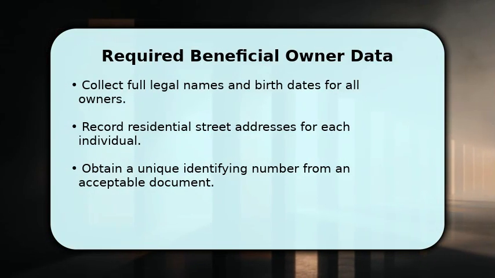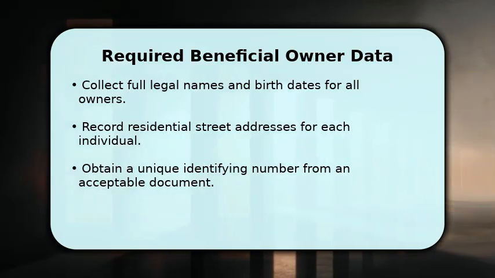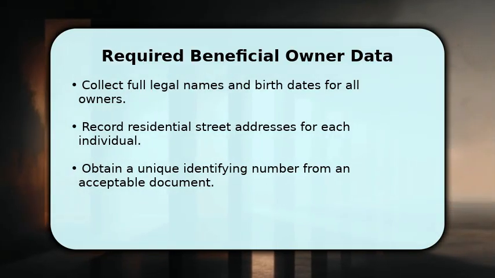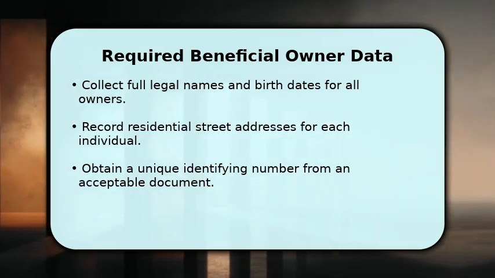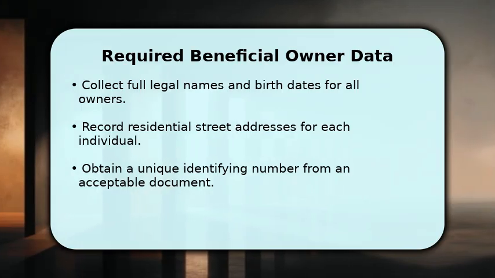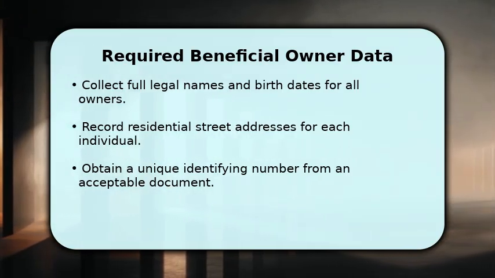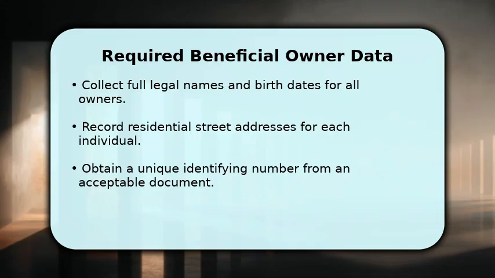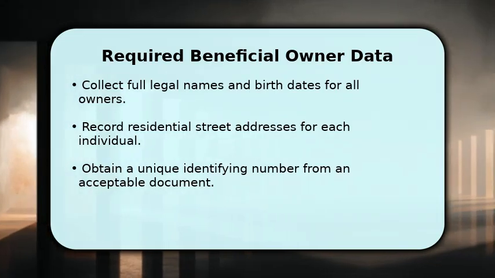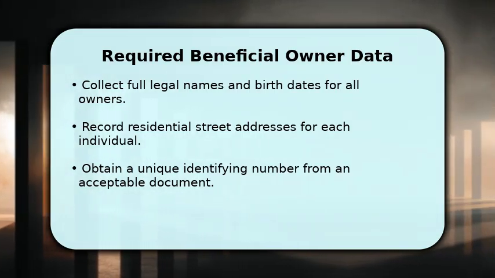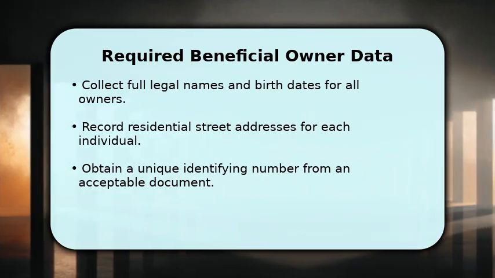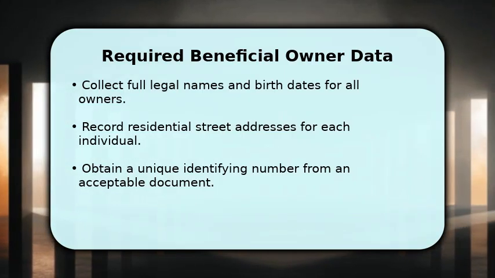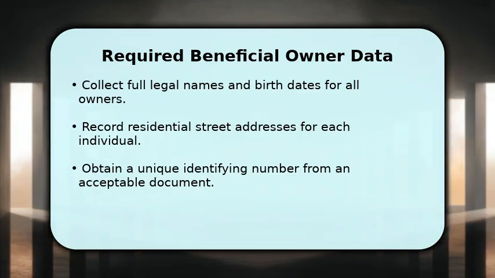When preparing your beneficial ownership information report, you'll need specific details for each owner. This includes their complete legal name and date of birth. You'll also need their current residential street address. Crucially, you must provide a unique identifying number from an acceptable document, such as a passport or state driver's license, along with the issuing jurisdiction. Ensure all information is accurate to prevent delays.